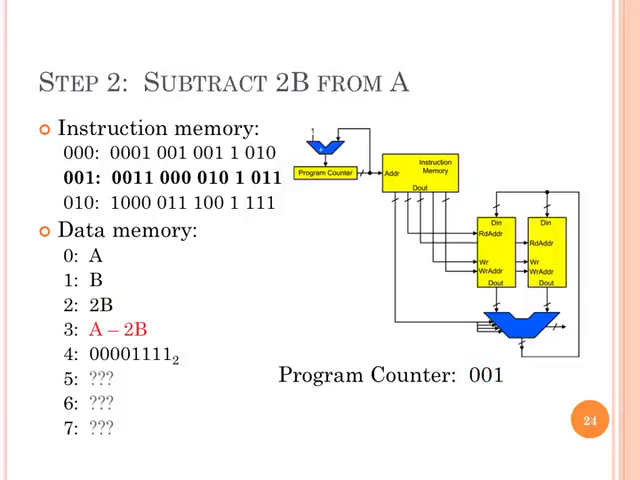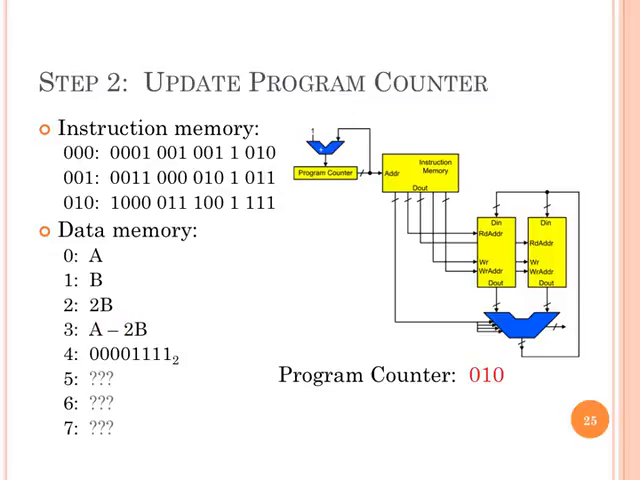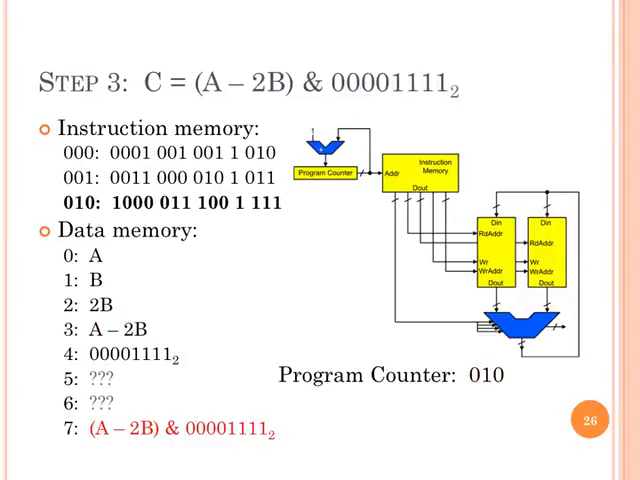Now we execute the next instruction, and it computes A minus 2B using the 2B that we just stored. And let me see. Yeah, so we go ahead and store that into slot 3, 011. So again, that happens, and we update our program counter again. And then we AND that result, A minus 2B, with our bit mask, and we store that into slot 7. So that's address 3, address 4, and 7, and that was our bitwise AND opcode.